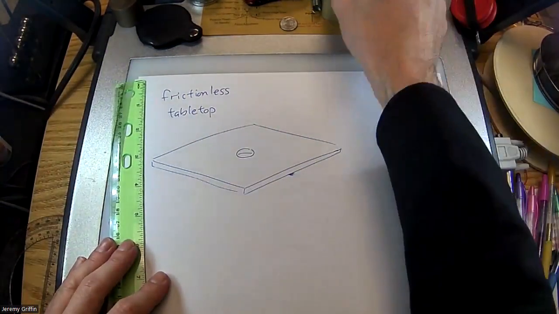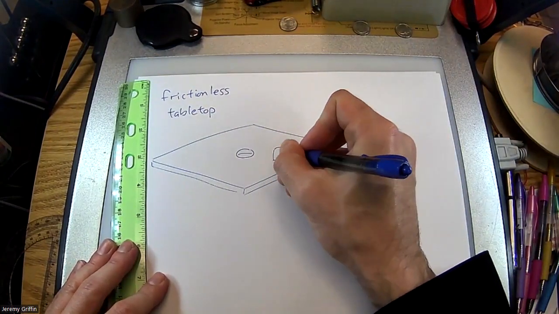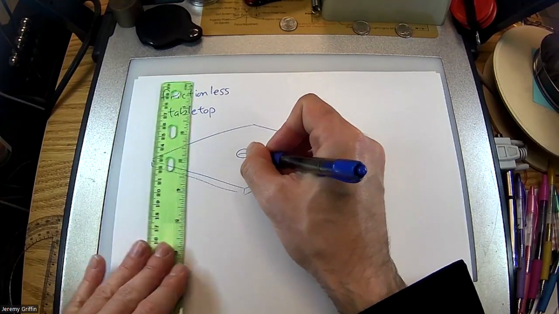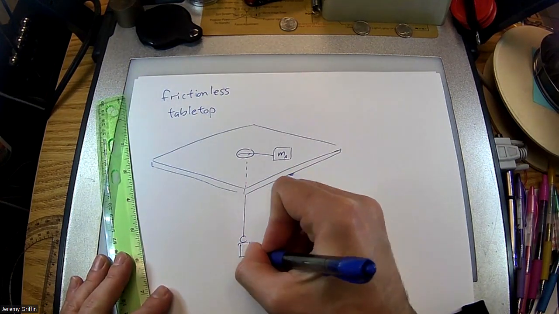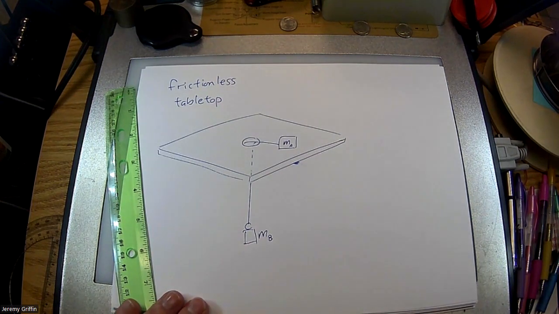Okay. And let's take some lab weights right here. I'll call this guy M sub A, and let's tie that to a string. Goes right through the center. It hangs straight down, and then hang another one right here, M sub B. So we got mass A and mass B. Guys see that?